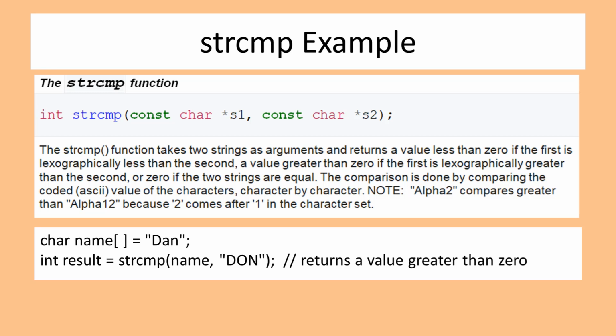Okay, now comparing Dan with Don. If you go back and look at the ASCII character set, all of the capital letters occur before the lowercase letters. So now, if I look at it, Don has a lower value than Dan because I'm comparing the lowercase letter a with a capital O.